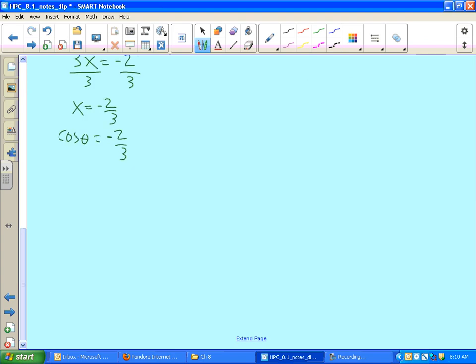I notice I have a negative ratio value, which means I'm in quadrant 2 with this thing. So when I go find the inverse cosine of negative 2/3 to produce my theta, again, it's going to be a quadrant 2 theta, so we'll call it theta 2. I'm going to do inverse cosine of negative 2/3. I'm going to get 131.81 degrees.